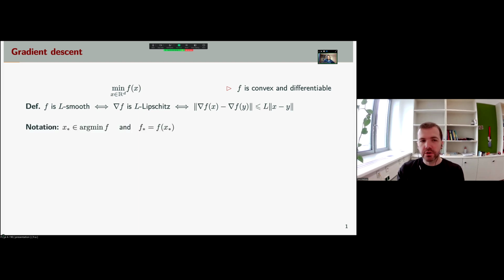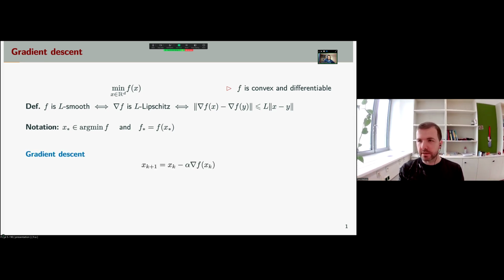Whenever we use star notation, either for x or for f, it's always about optimal solutions. Since we have convexity, all these f stars are the same, so we don't care at which point it happens. But of course, there may be many solutions x star. So whenever we talk about the star, it is something about the solution. Okay, this is basically all you need to know.